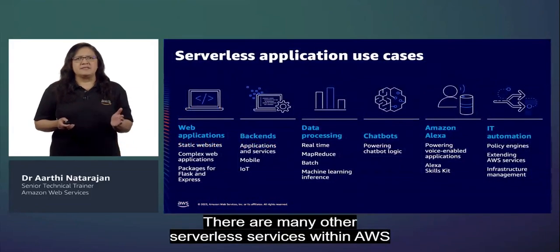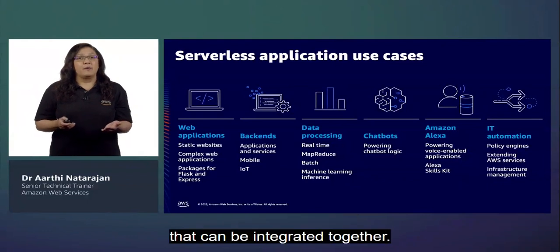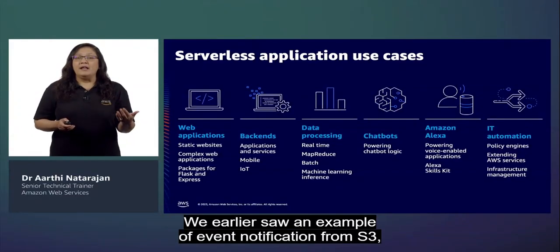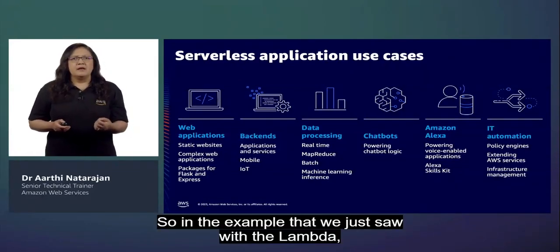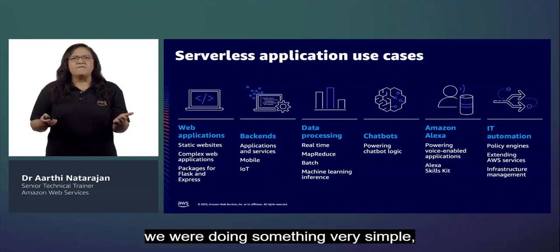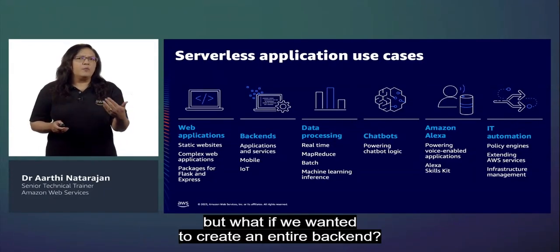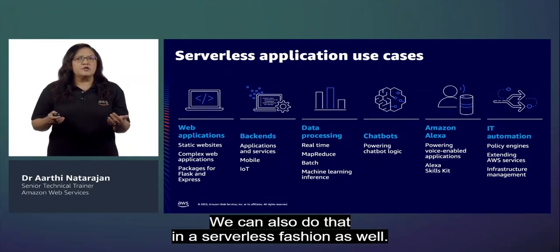There are many other serverless services within AWS that can be integrated together. Earlier we saw an example of event notification from S3. But let's see other applications and use cases for serverless. So in the example that we just saw with the Lambda, we were doing something very simple. But what if we wanted to create an entire backend? We can also do that in a serverless fashion as well.